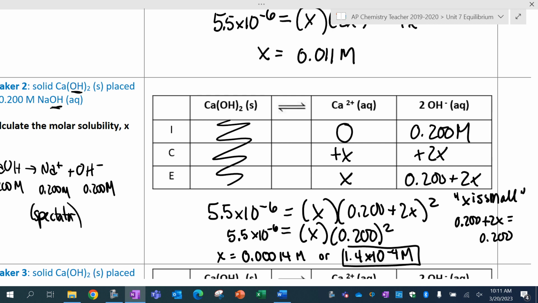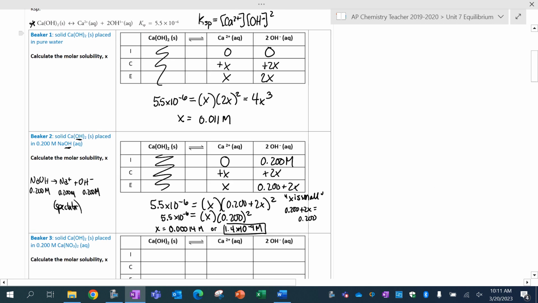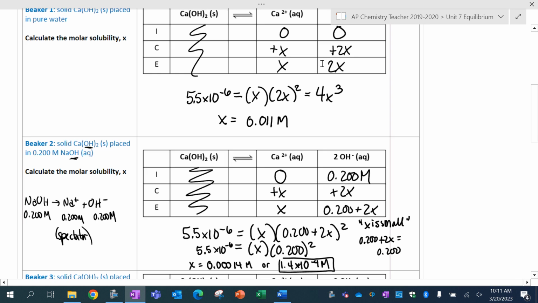So we should notice that the molar solubility in a solution containing a common ion is much smaller than it is in pure water. In pure water, when my calcium hydroxide dissolves, its molar solubility is 0.011 molar. But when you dissolve it in a solution that already contains some hydroxide ions, now the molar solubility is only 1.4 times 10 to the negative 4th.